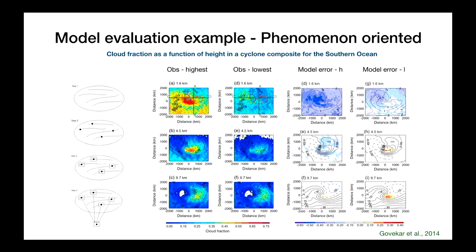And it's phenomenon-oriented because we're not looking at a map of clouds averaged over everything, but we're looking at where the clouds are located relative to the cyclone center, right? So that's what is phenomenon-oriented.